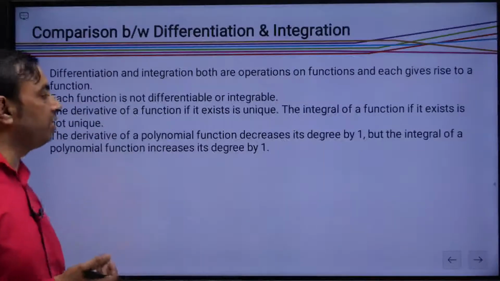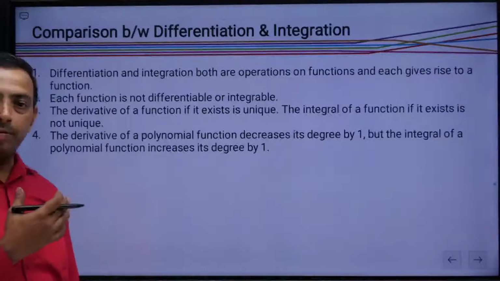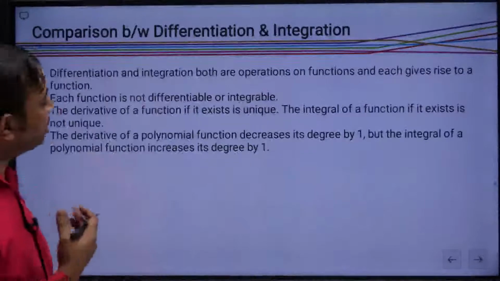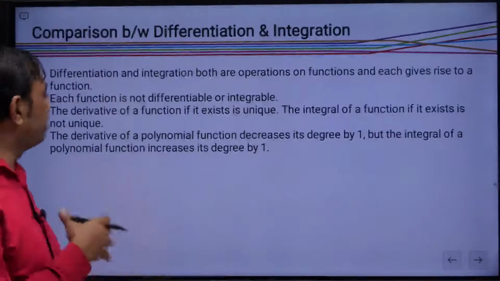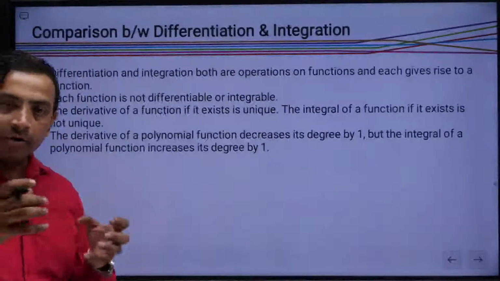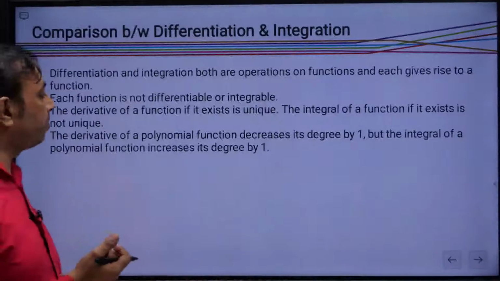For the polynomial function, in case of the differentiation, the degree will be reduced by 1 at each step of differentiation, while in case of the integration, at every level the degree of the term or the degree of the polynomial will be increased by 1.